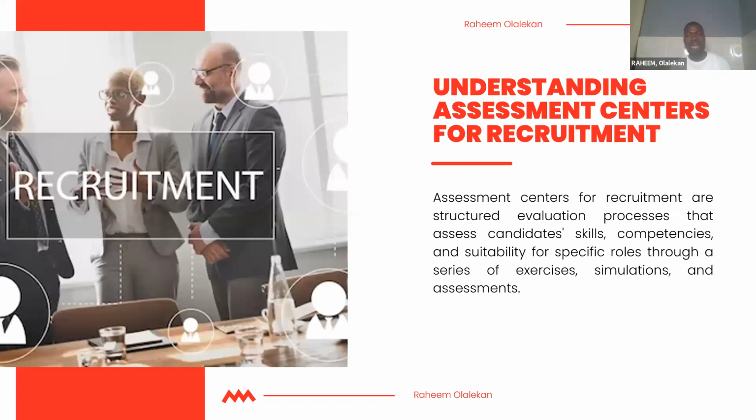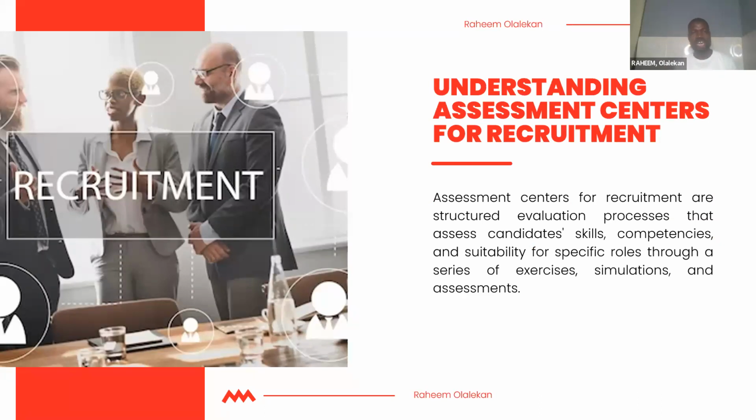Assessment center for recruitment is a structured evaluation process that assesses candidate skills, competency, and suitability for specific roles through a series of exercises, simulations, and assessments.